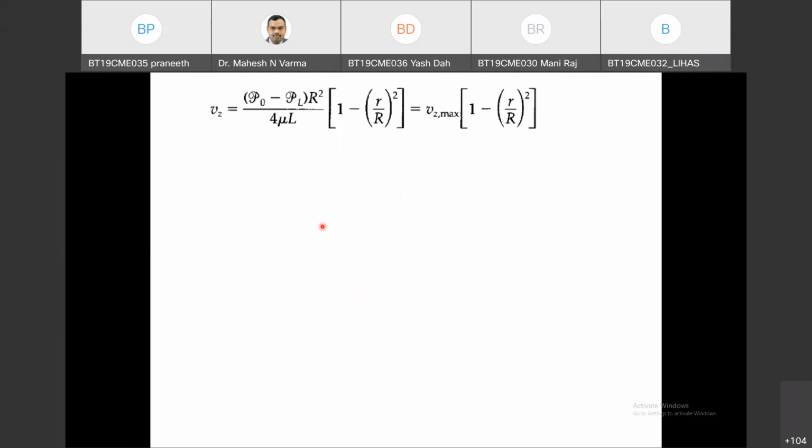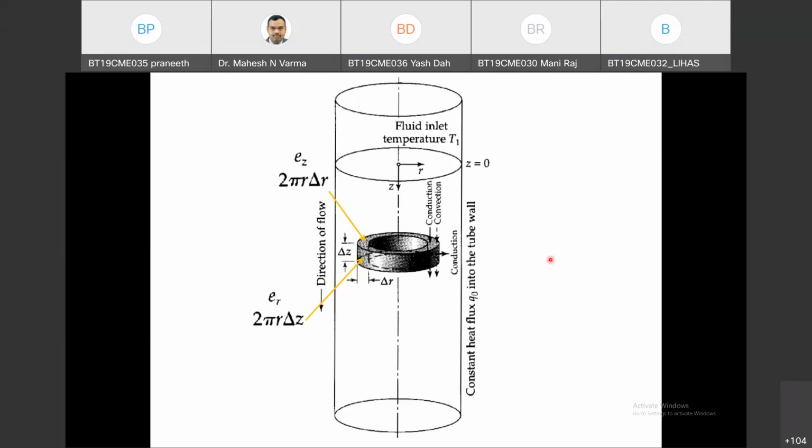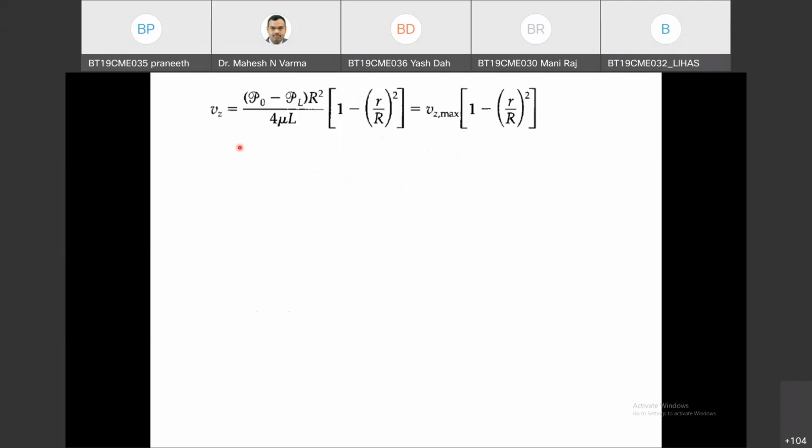You will also need a velocity profile because this is convective flux. It is dominated by convective flux in the Z direction. Already we have solved this problem for momentum transport, and this is the velocity profile which we got: Vz equals delta p r square divided by 4 mu l, which equals Vz max into 1 minus (r by R) square. This is the velocity profile.